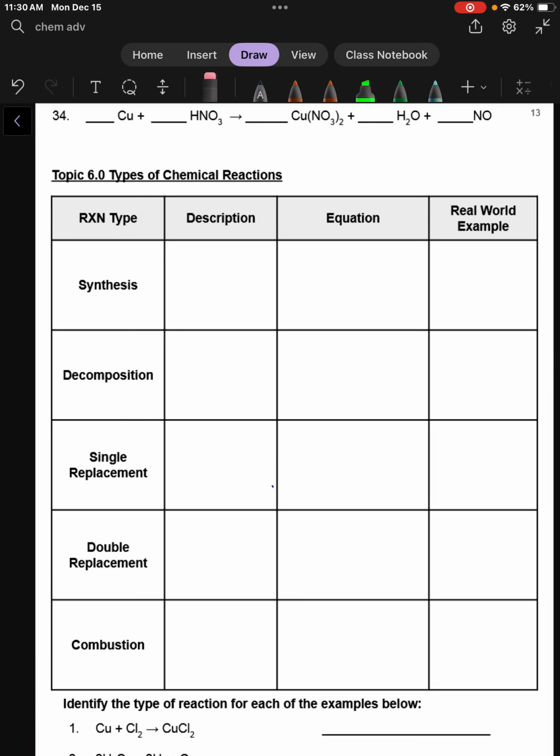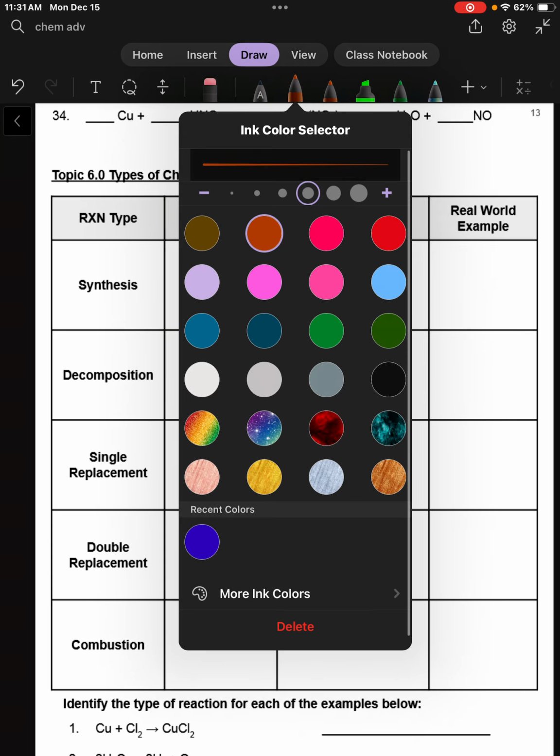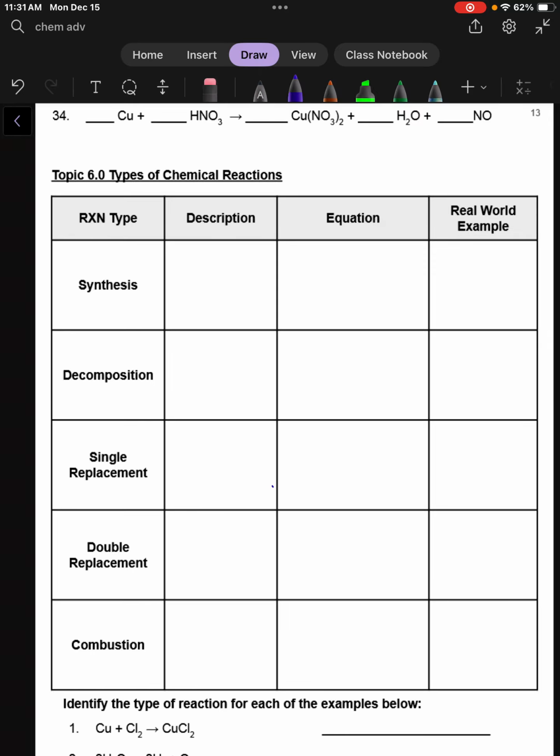Topic 6.0 Types of Chemical Reactions. So 30% of your grade will be identifying the type of reaction, and it is really easy. Let's start. There are 5 different types of reaction on your test. First one will be synthesis, decomposition, single replacement, double replacement, and combustion.